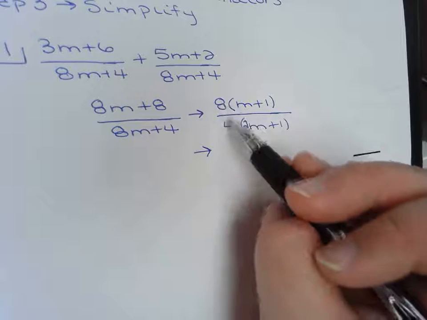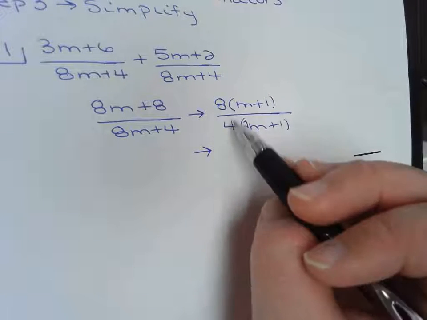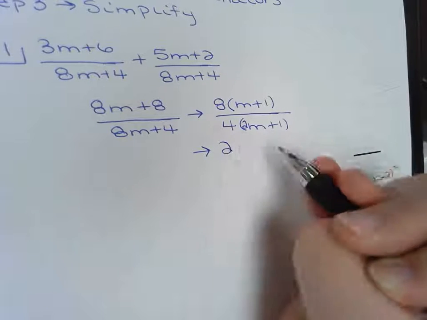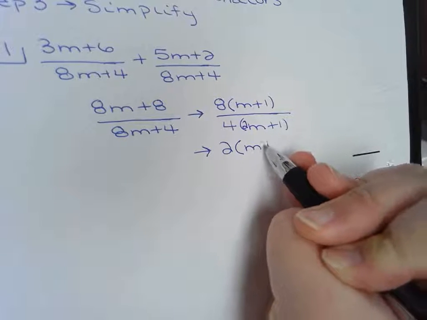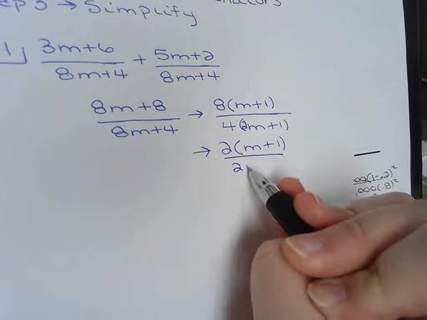Make it 2 over 1. Just distributing will get me back to where we were. So just reduce your number. 8 over 4, which is a 2. 8 divided by 4 is 2. That stays on top. So 2 times m plus 1 over 2m plus 1.